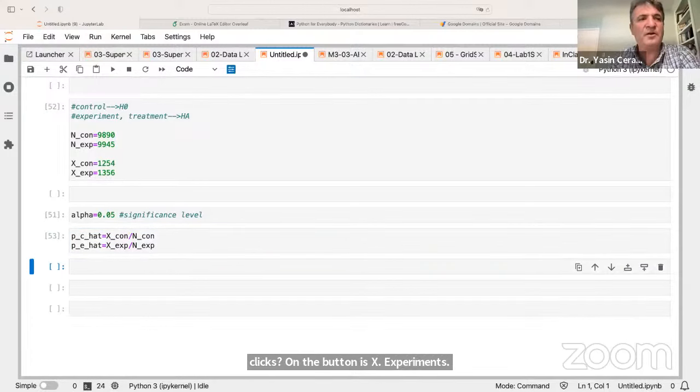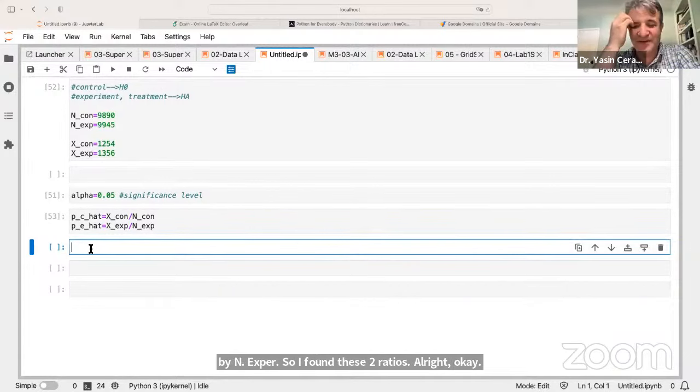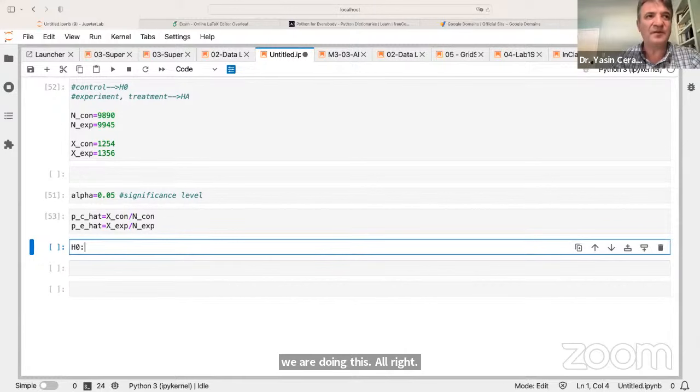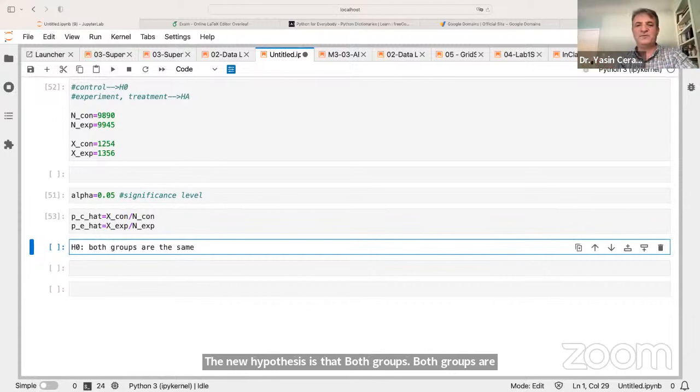Now, here is the part where we need to think a little bit about why we are doing this. Remember what the null hypothesis was? The null hypothesis is that both groups are the same in their behavior. So we are going to assume that is the reality, and then test this assumption by checking our results from the experiment.